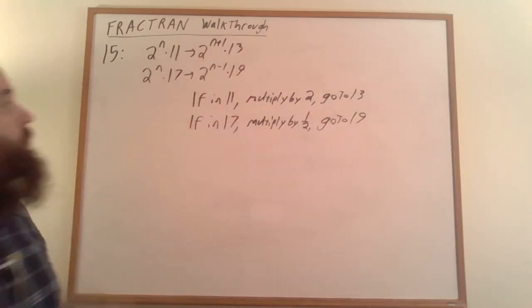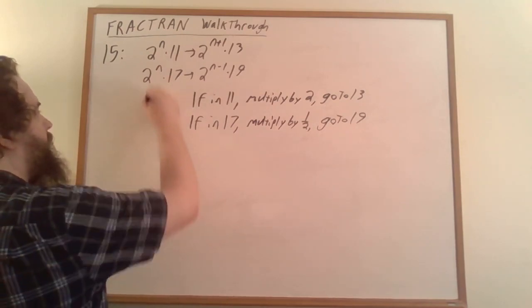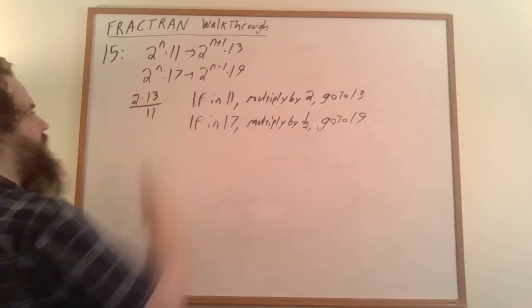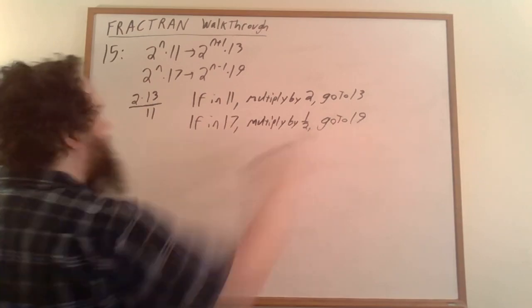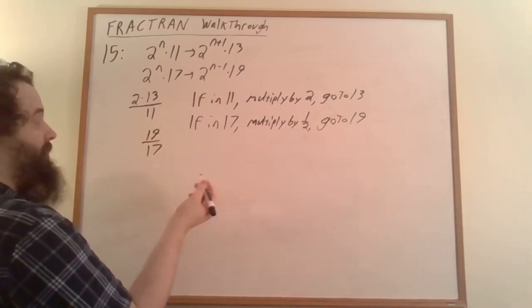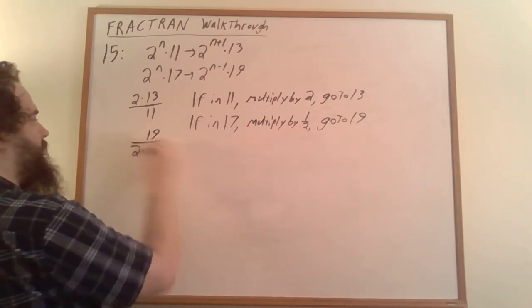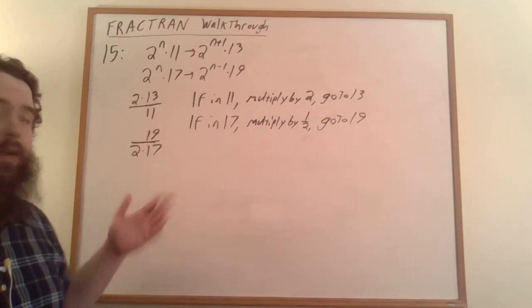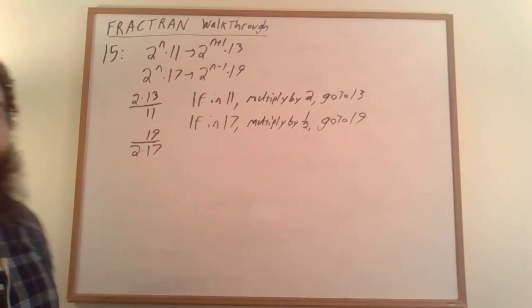This fraction here, we're trying to turn an 11 into a 13, so that's going to look like 13/11, and we also need to multiply by 2, so there's going to be a 2 in the numerator there. For this fraction, we're going to turn a 17 into a 19, so 19/17. And we also want to multiply by 1/2, so we're going to put a 2 into the denominator. And so these are our two fractions. This is our program. 2 times 13 over 11 and 19 over 2 times 17.